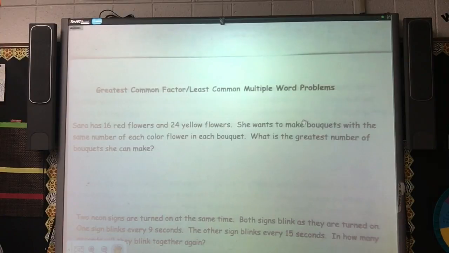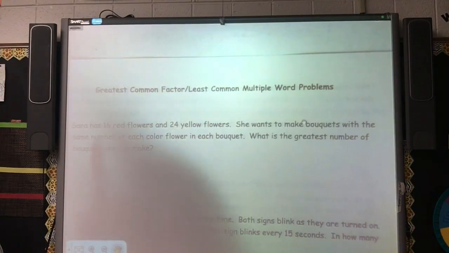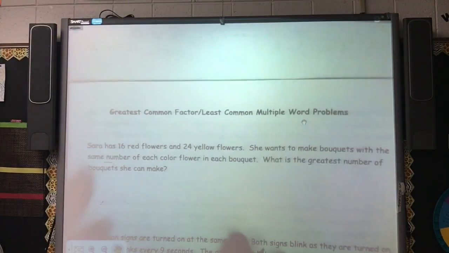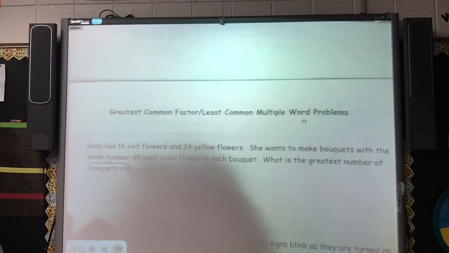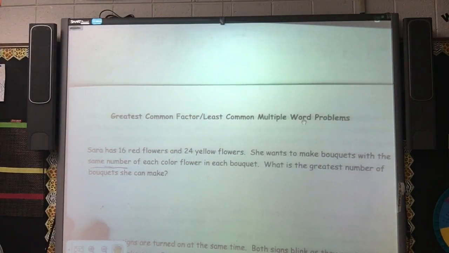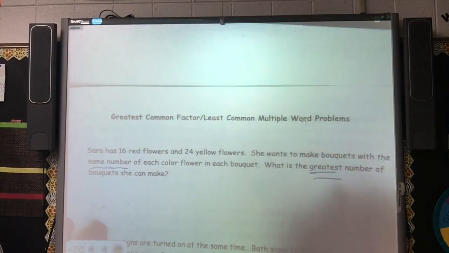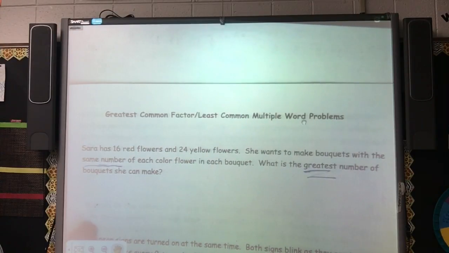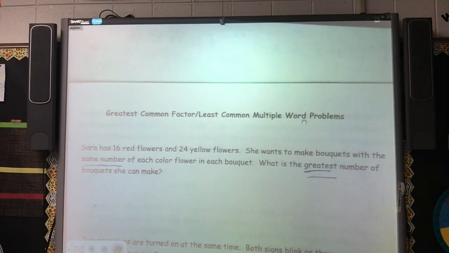Sarah has 16 red flowers and 24 yellow flowers. She wants to make bouquets with the same number of each flower in a bouquet. What is the greatest number of bouquets she can make? Okay, right there is your giveaway. Greatest number will be greatest common factor. What's the greatest number of bouquets she can make?